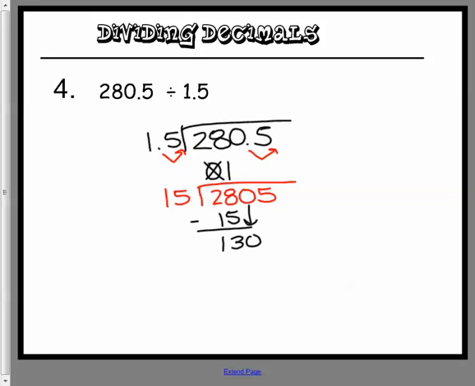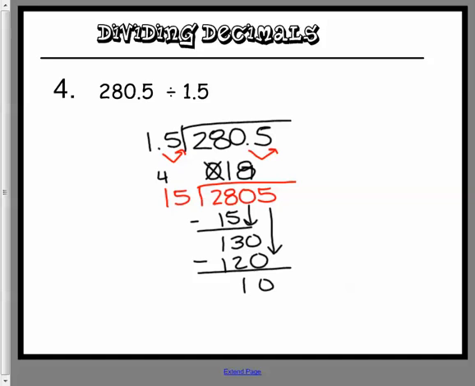15 goes into 130. If you need to guess and check, that's okay. I'm going to start with a 9. 5 times 9 is 45. 9 times 1 is 9, plus 4 is 13. Uh-oh, too much. So I need to erase that. Let's make this into an 8. 8 times 5 is 40. 8 times 1 is, excuse me, 8, plus 4 is 12, so we have 10 left over.